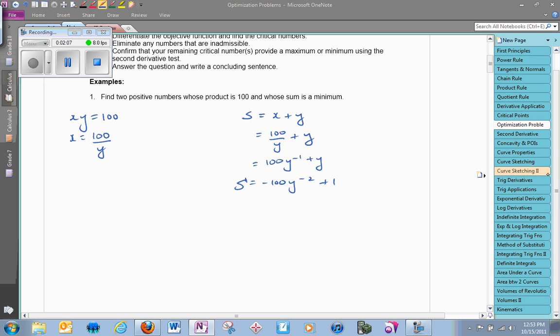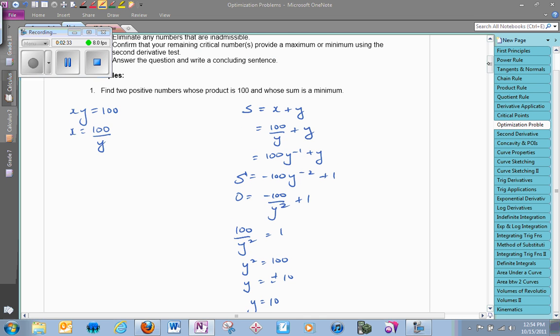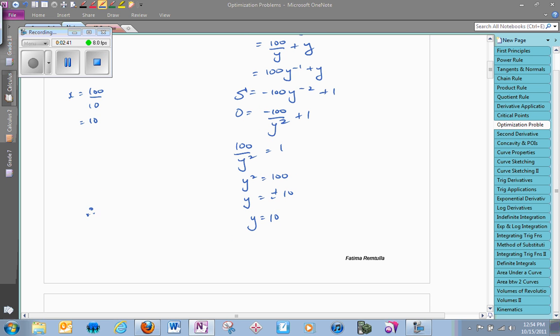I'm going to set the derivative equal to 0. So 0 is equal to minus 100 over y squared plus 1. I'm going to rearrange. I get 100 over y squared is equal to 1. I get y squared is equal to 100, so y is plus or minus 10. But because the numbers are positive, the negative 10 is inadmissible, and y is only equal to 10. Therefore, if y is 10, I go back up here and substitute, so x is 100 divided by 10, which is 10. Therefore, my two numbers are 10 and 10.